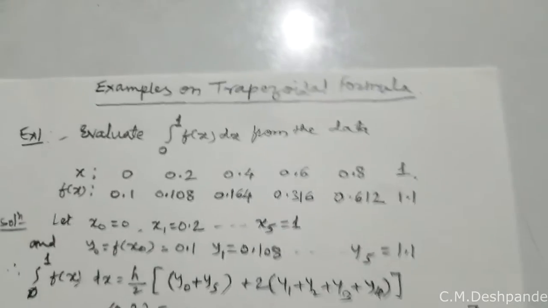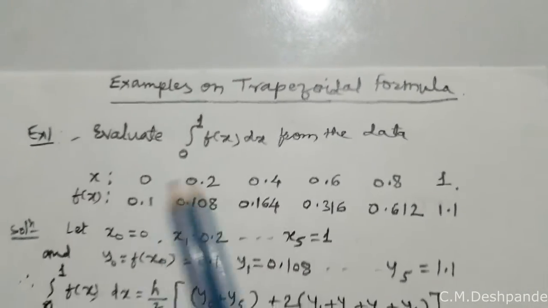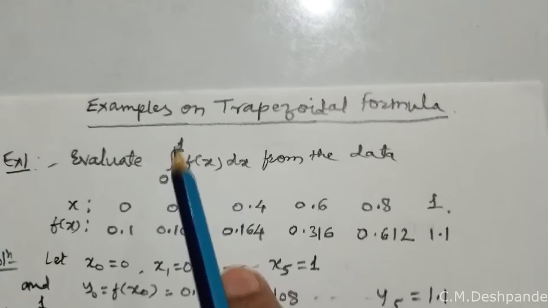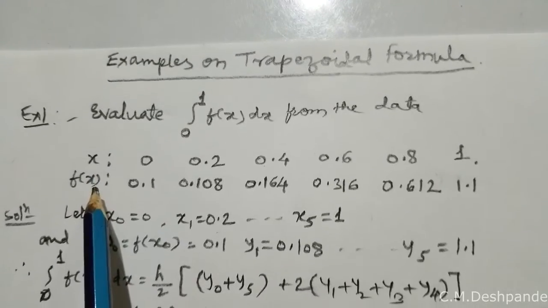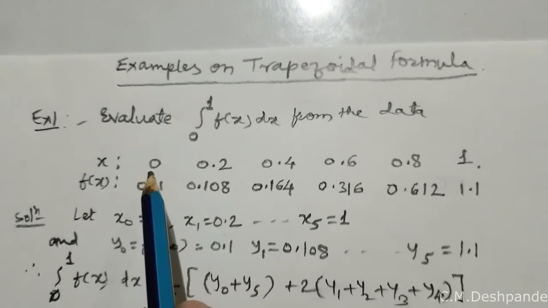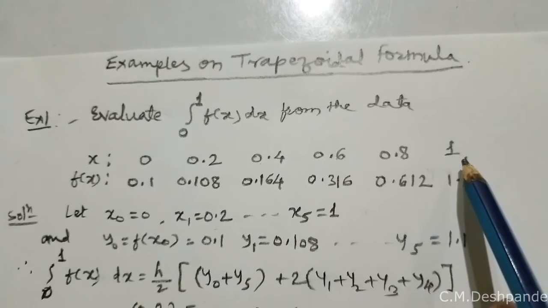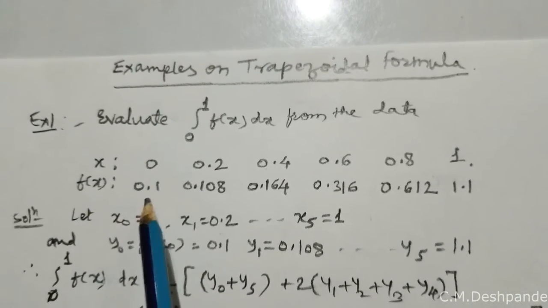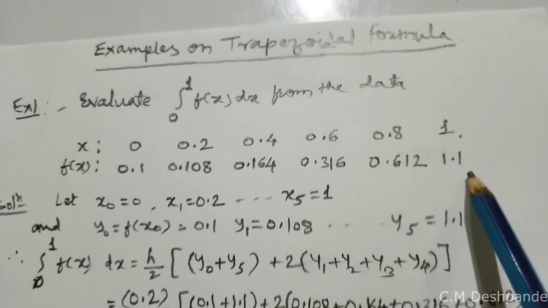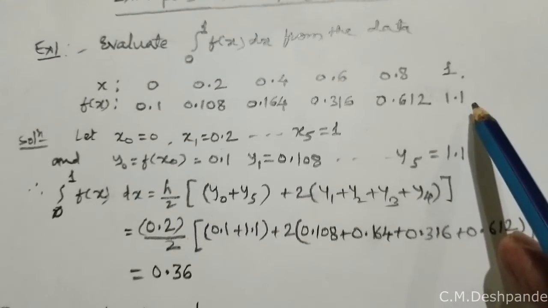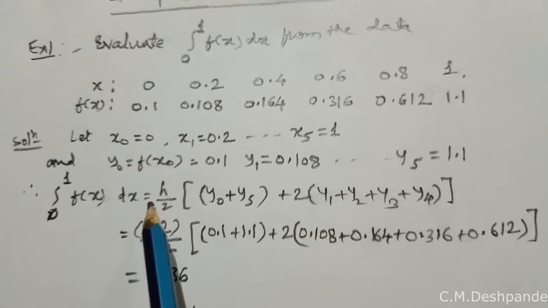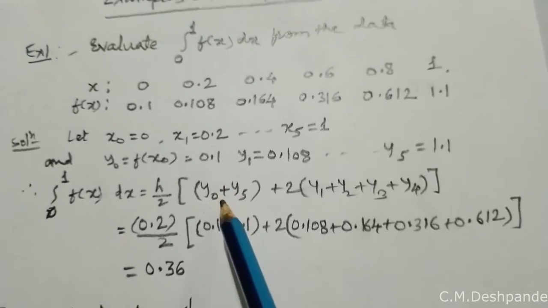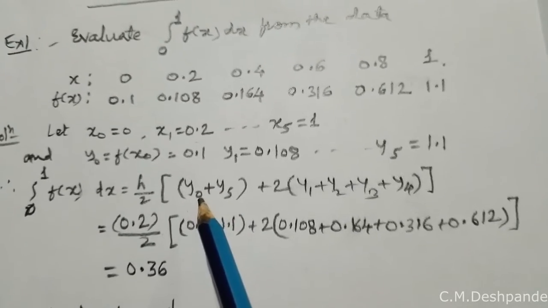Now take the first example. Evaluate the integration from 0 to 1 of f of x dx from the data. The data is given as values of x and corresponding values of f of x. Values of x are from 0 to 1 and values of f of x are given from 0.1 to 1.1. Now the integration from 0 to 1 of f of x dx is equal to h by 2 in bracket. Now apply the trapezoidal formula here.